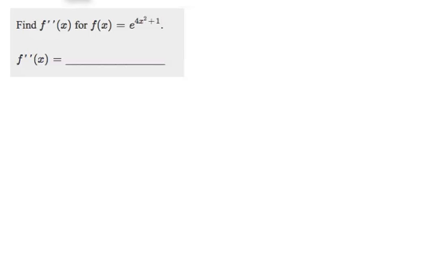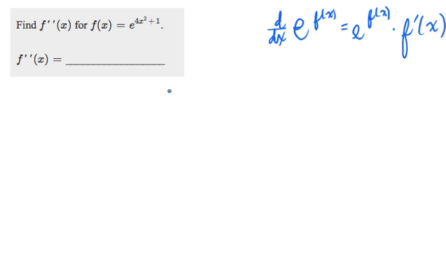Alright, in this problem we want to find the second derivative of the function e to the power of 4x squared plus 1. So we're going to use the derivative rule, which says that the derivative of e to a function is equal to itself, e to that inside function, by the chain rule times the derivative of that function.